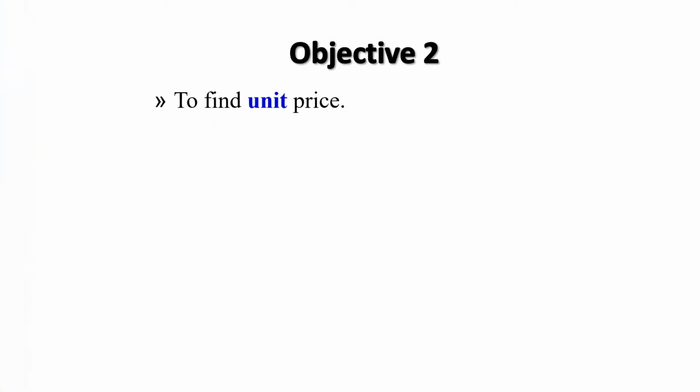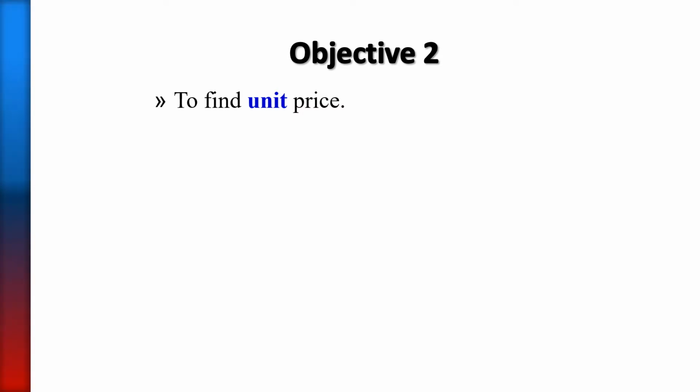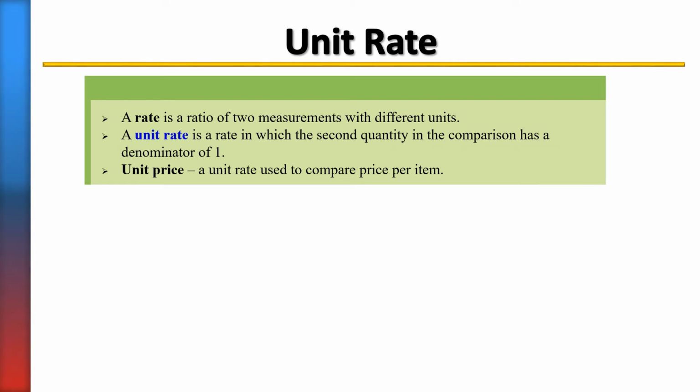In this next objective, we're asked to find the unit price. Unit rate. A rate is a ratio of two measurements with different units. A unit rate is a rate in which the second quantity in comparison has a denominator of 1. A unit price is a unit rate used to compare price per item.